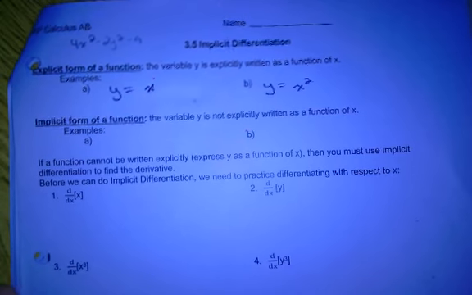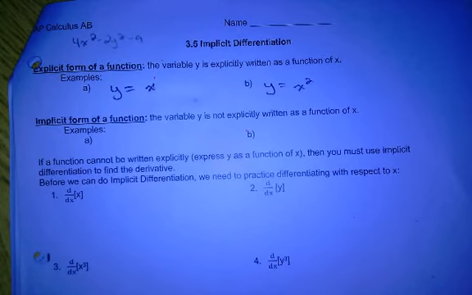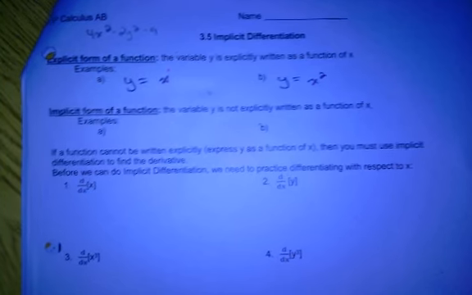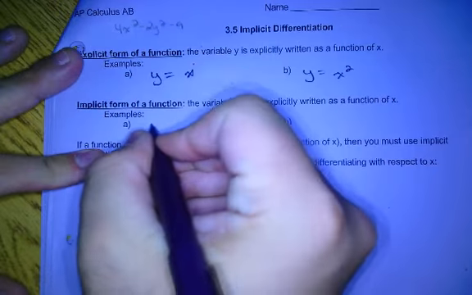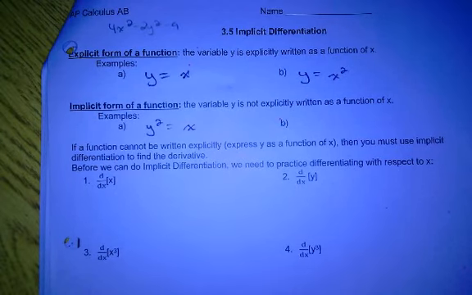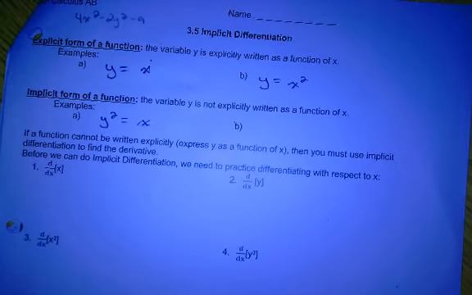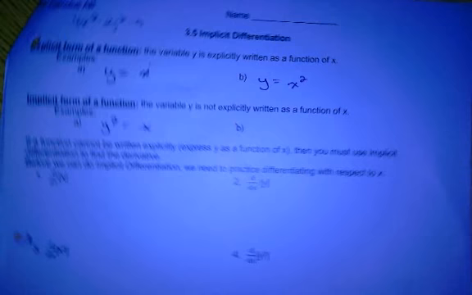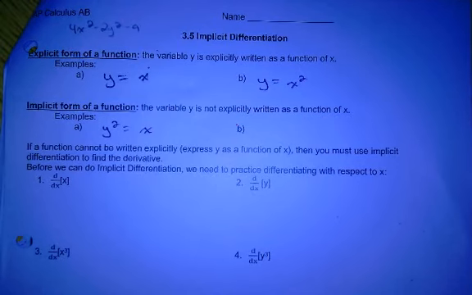So implicit, that's when this is not a function. Typically that means there are multiple y's or the y is nested inside of some type of function itself, such as y squared equals x. That is not a function. So we have to do implicit differentiation. Can you think of your own example of implicit, which is not an example of a function?